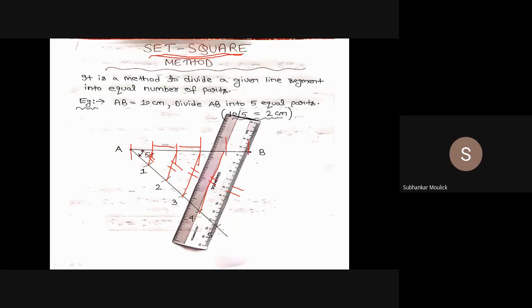So my main problem is how to draw these parallel lines passing through arc points 4, 3, 2, 1 with the help of a set square. Did you get my point?